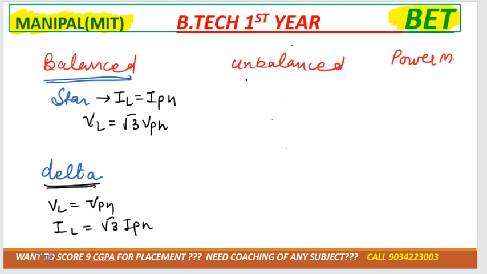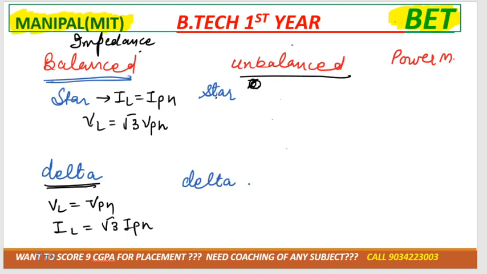Now after that, we'll have the unbalanced system. What is the difference between the balanced and the unbalanced? In balanced, all the impedances are equal, right? But in case of unbalanced, all impedances are unequal. So we'll have some different values for ZR, ZY and ZB. For the unbalanced also, we'll have star connection and delta connection.